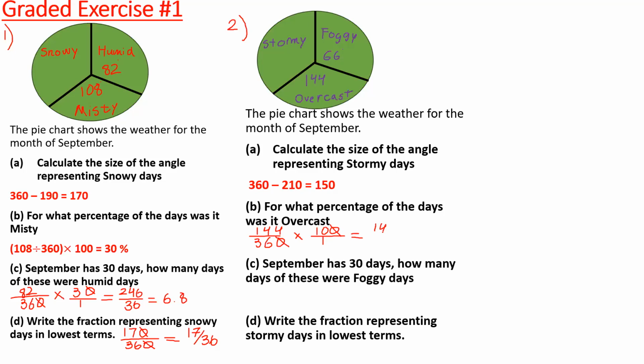144 times 10 all over what? 36. Multiplied by what? 10 over 1. And so what we're going to do here, we're going to multiply 144 by 10, which is what? 1,440, all over 36. So 1,440 all over 36 is going to be what? 40.